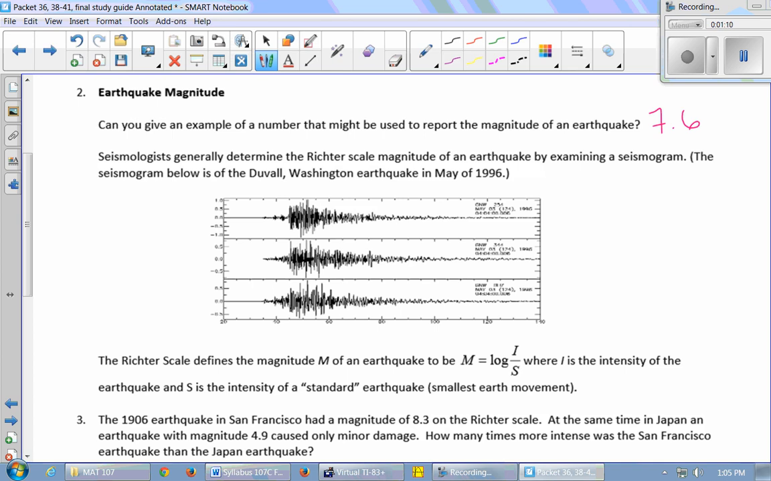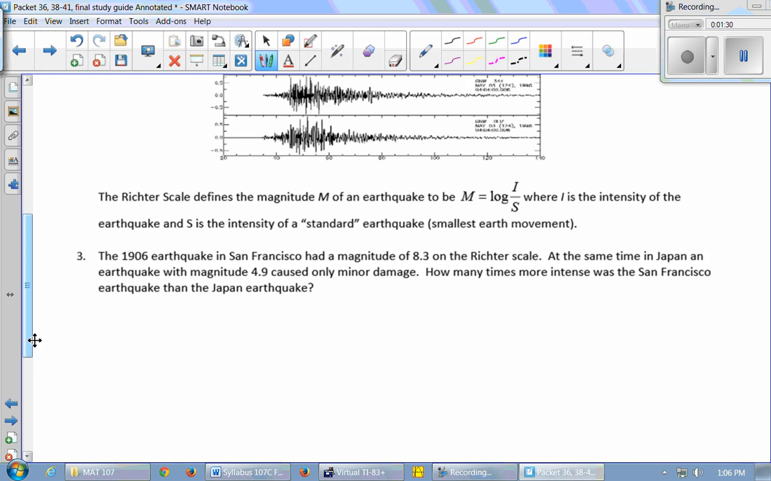So this is a seismogram of the Duvall, Washington earthquake in May 1996. The size of these jumps is the intensity of the earthquake. So intensity and magnitude are two different measurements. The Richter scale defines magnitude as M, which is the log of the intensity of the earthquake divided by S. And S is the intensity of a standard earthquake, which is the smallest observable movement of the earth. The smallest earthquake that a seismogram can notice has intensity S.